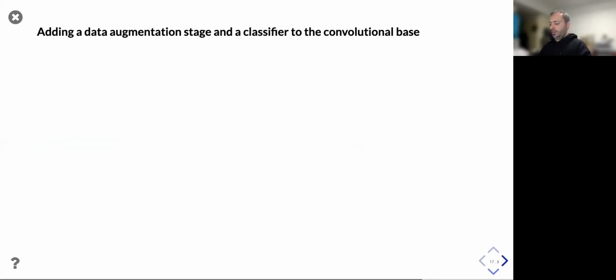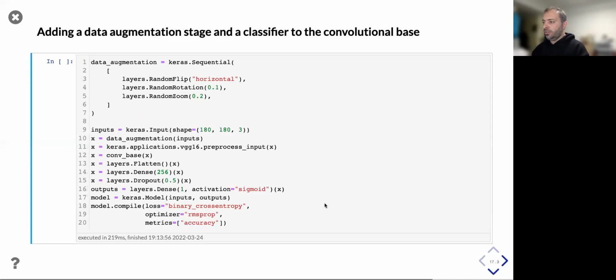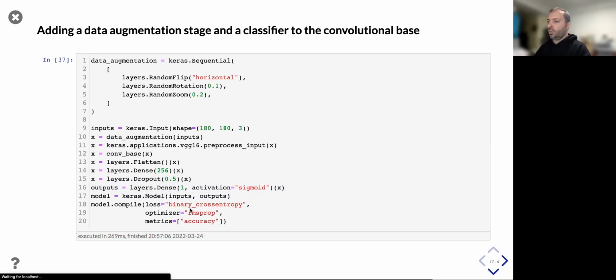Now, let's build the model. Same as before, we write this sequential model with the augmentation. We create the input, we pass it first through the data augmentation, then through the VGG preprocess input, and we take this symbolic tensor. We can use it also this way. Then we pass this through the conv base. We flatten, dense, dropout, and dense again. So this part is what we saw before. And we build the model, we compile it, and we train it.